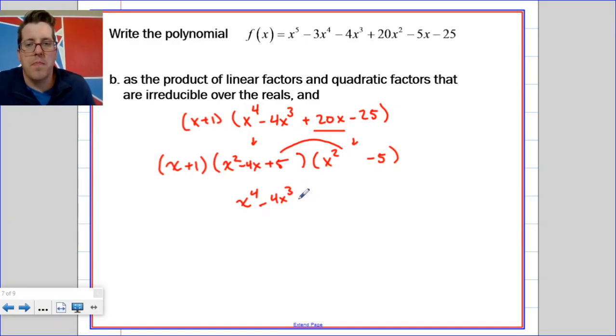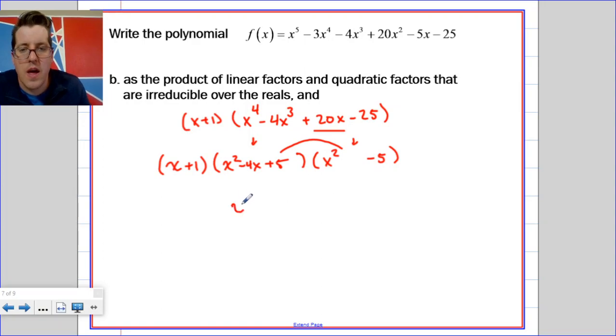And then minus 5x squared. I did that out of order. My goodness, how terribly confusing. Let's look at it again.